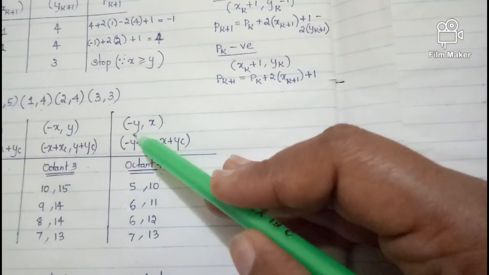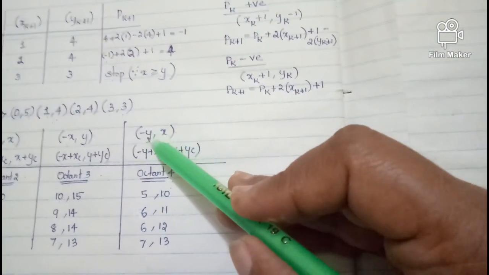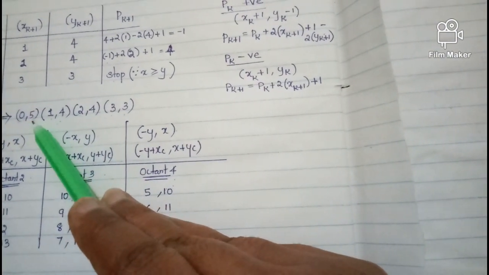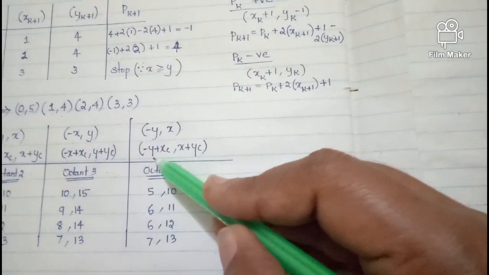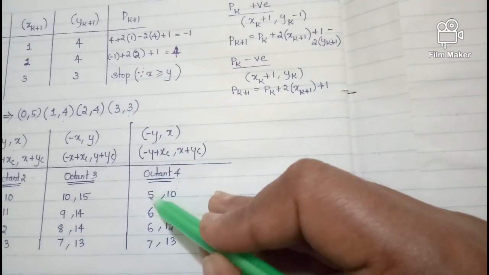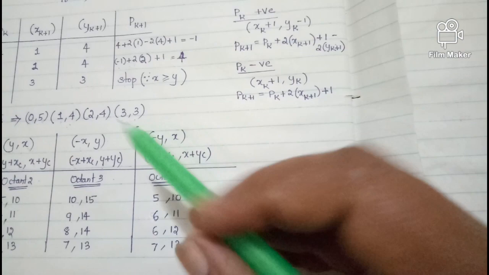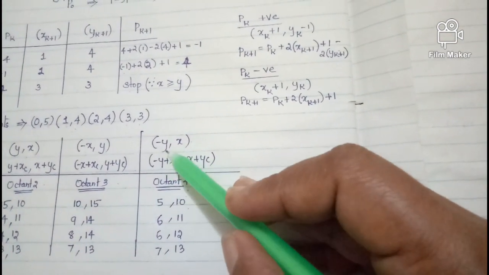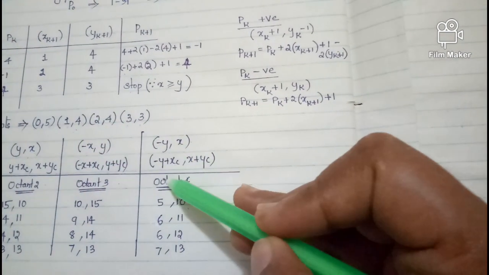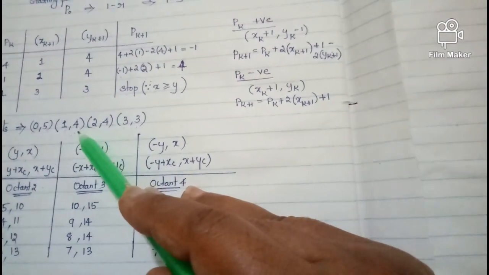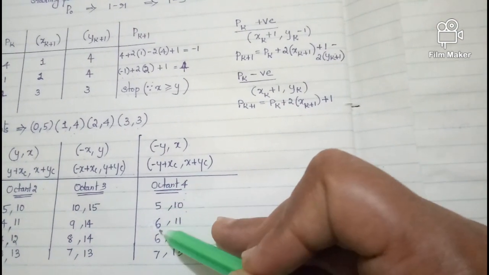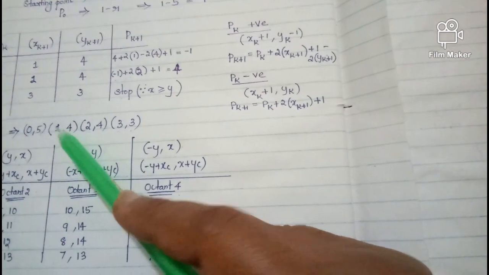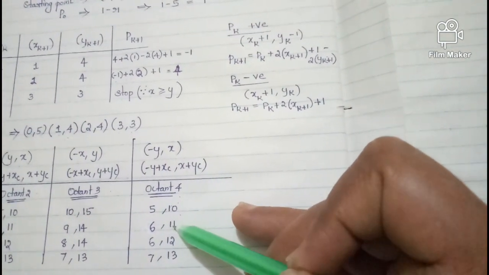What about this column? Minus y comma x. First you have to take minus y. Here y is 5, minus 5 will be minus 5. Minus 5 plus 10, 5. X plus yc, x is 0, yc is 10, 0 plus 10 is 10. The next point is 1, 4. Taking y, that is minus 4 plus 10, which is 6. X, which is 1, 1 plus 10, 11.